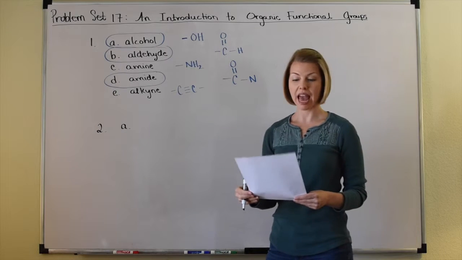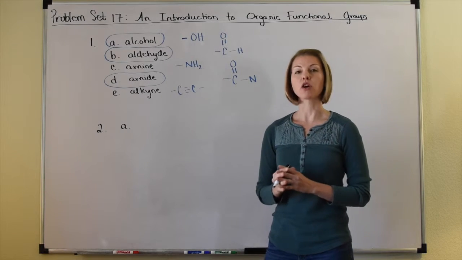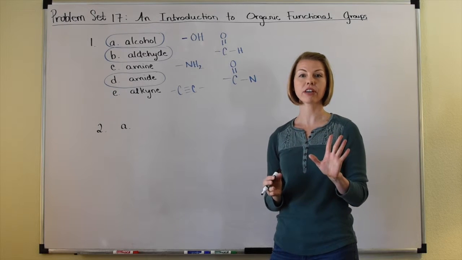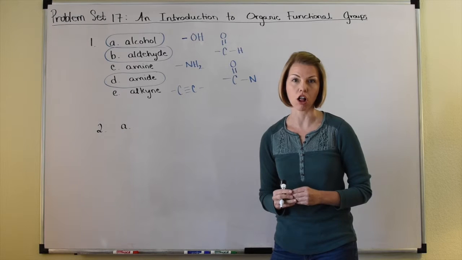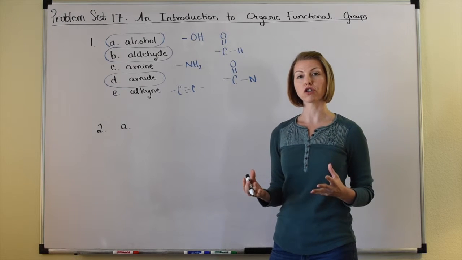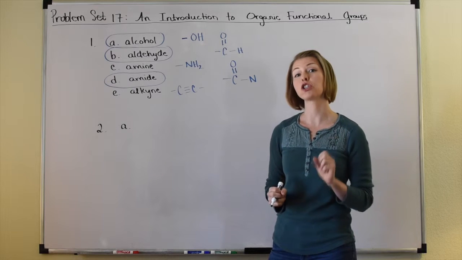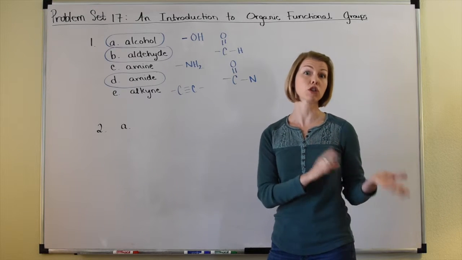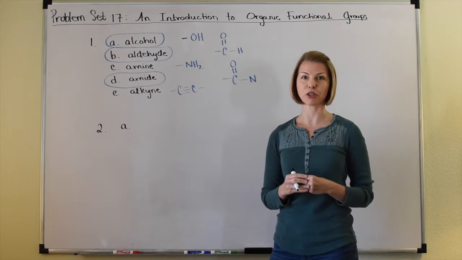So starting with A, we have 2-pentanol. So pent is 5. The OL ending tells you it is an alcohol. The alcohol functional group is at the second position. We know because it is 2-pentanol as opposed to 1-pentanol or 3-pentanol, which would be structural isomers.